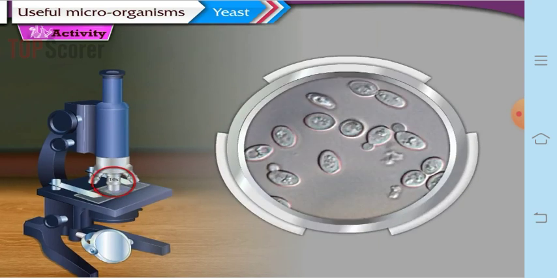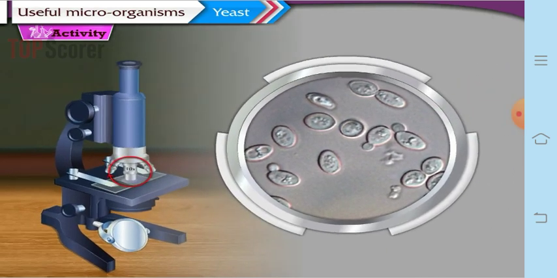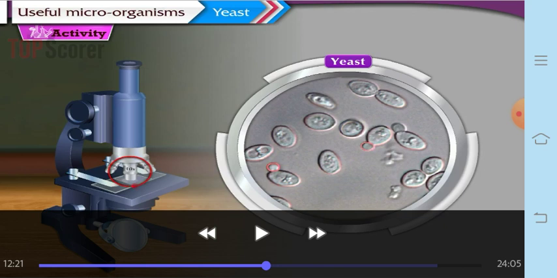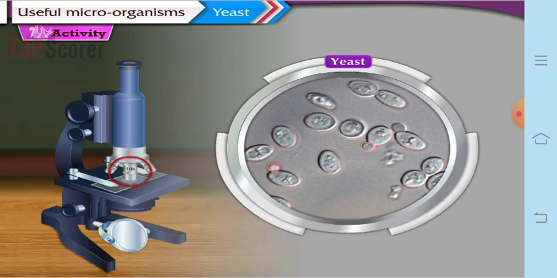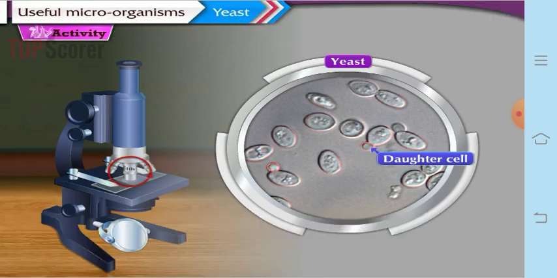What do you see? You see some oval shaped structures, right? These oval shaped, colorless structures are nothing but yeast cells. And you can also see a round structure growing out from them. Do you know what that is? Yes, it is a bud coming out. B-U-D, bud, not B-I-R-D. So it's a bud coming out from the yeast cell. Why is this happening? It's because it has reproduced asexually. It is also called the daughter cell.